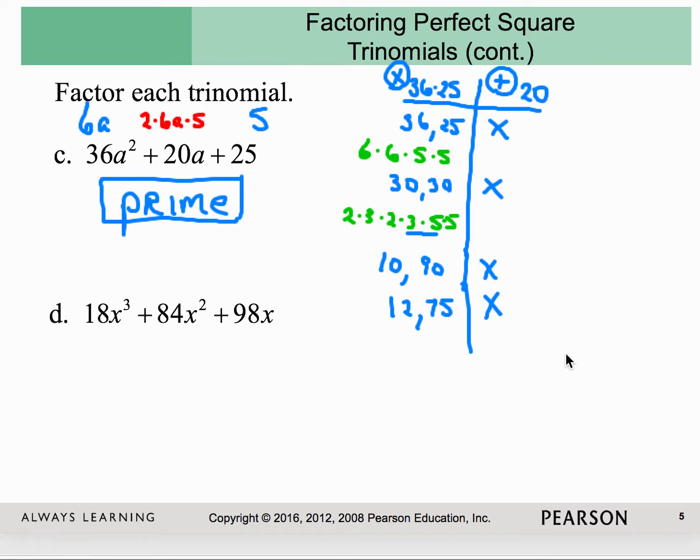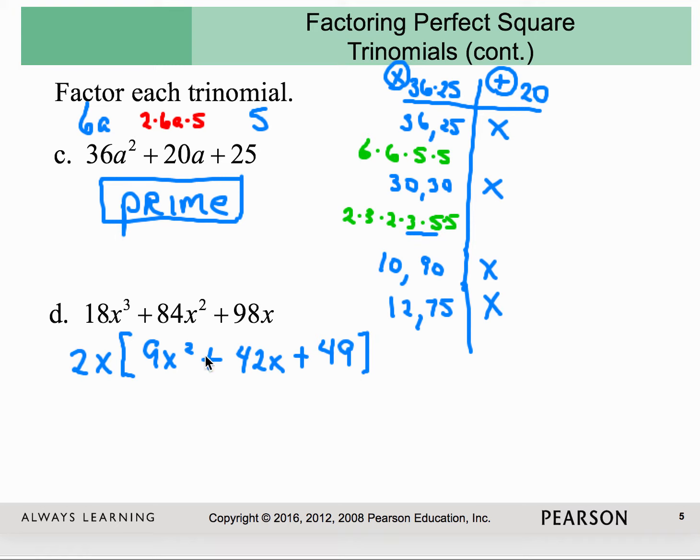Okay, let's look at the next one. What is the first thing you notice about it? I hope you said it has a greatest common factor. Because if it didn't, this isn't even a square, it wouldn't factor, right? So I know they're at least all even, so I can factor at least a 2 out and an x. Remember, let's use our bracket. Okay, so that leaves 9x squared plus 42x plus 49.